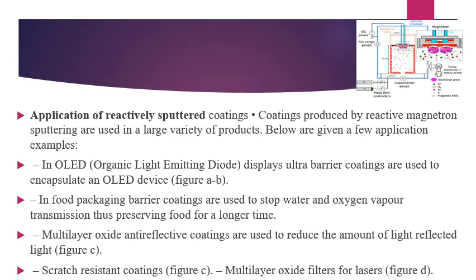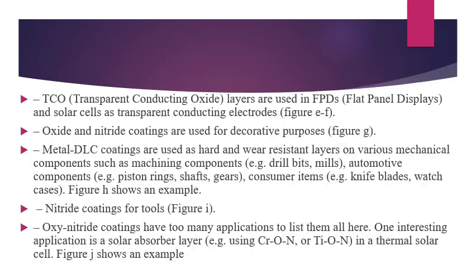In food packaging, barrier coatings are used to stop water and oxygen vapor transmission, thus preserving food for a longer time. Multi-layered oxide anti-reflective coatings are used to reduce the amount of reflected light. Scratch resistance coatings, multi-layer oxide filters for lasers. TCO, transparent conducting oxide layers, are used in FPD, flat panel displays, and solar cells as transparent conducting electrodes.